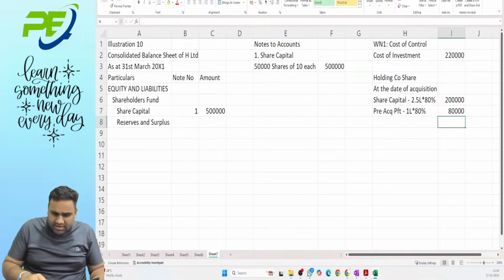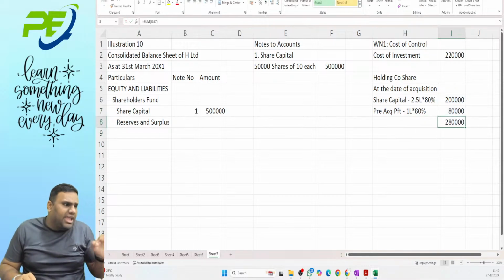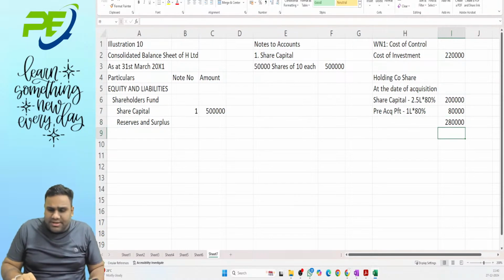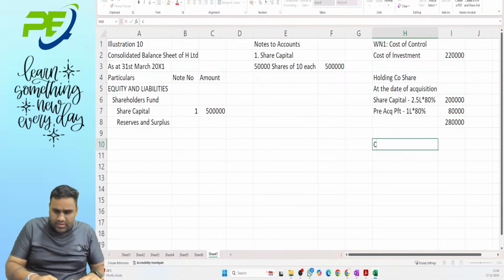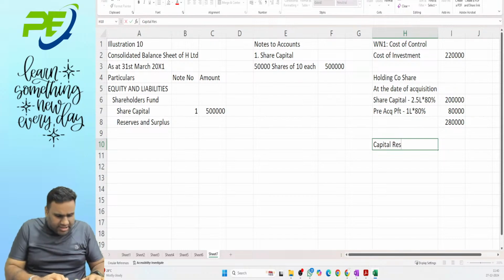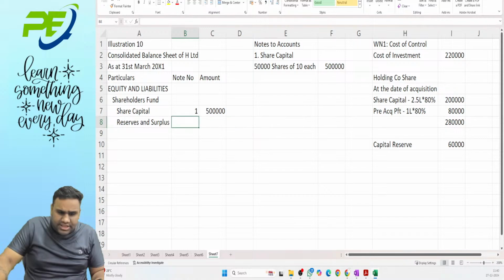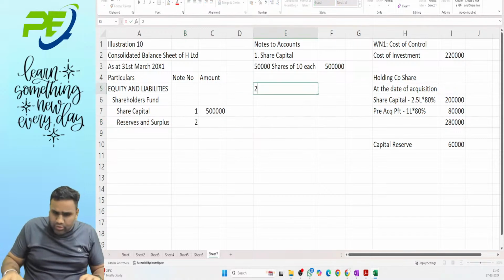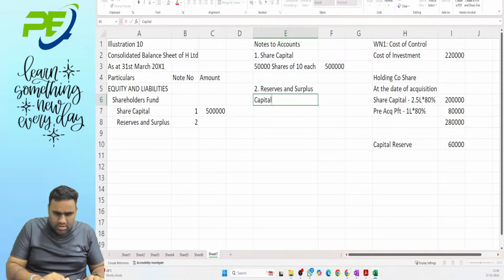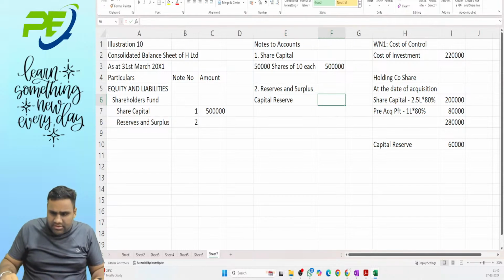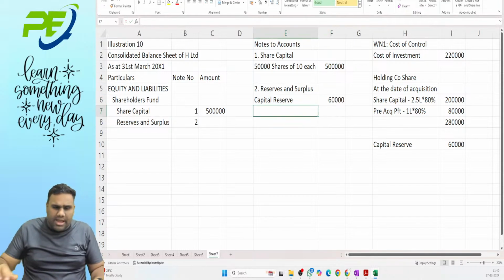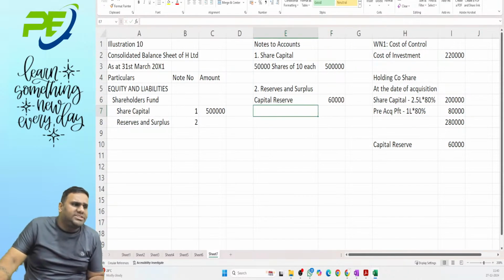So totally 2,80,000. It means a capital reserve of 60,000. So note number two, reserves and surplus: capital reserve 60,000. Everyone, shall I continue?